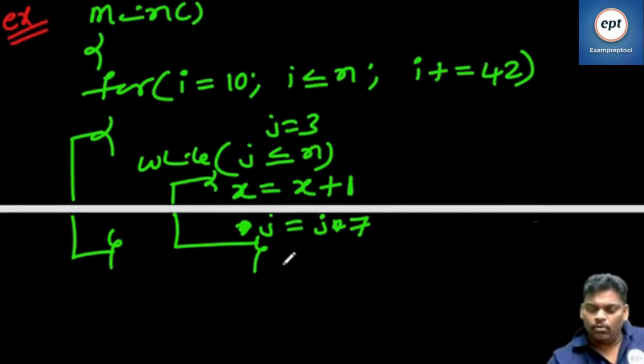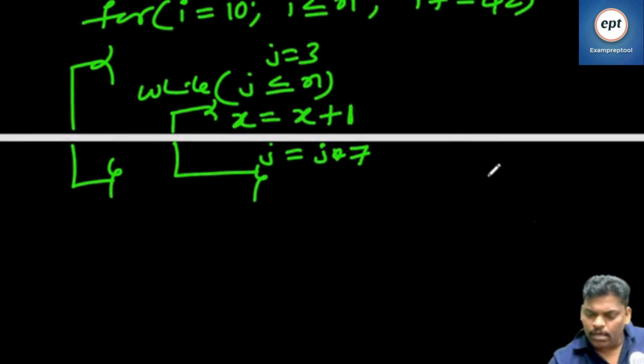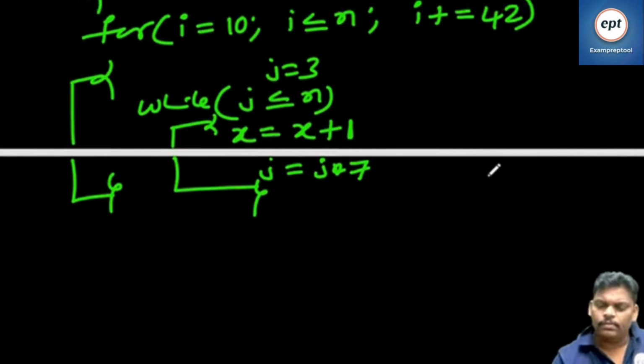Now I think the problem is clear. Now you go ahead. What is the answer of this? For i = 10; i < n; i += 42, j = 3; while j <= n, x = x + 1, j = j * 7. Can you try now?